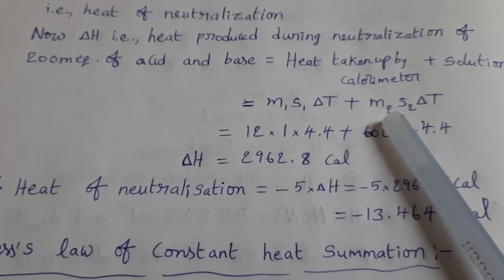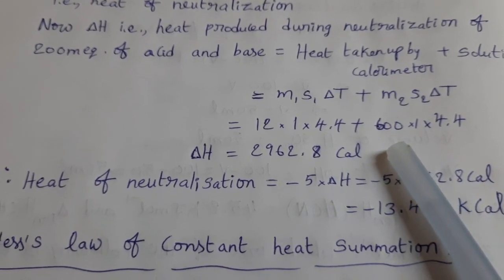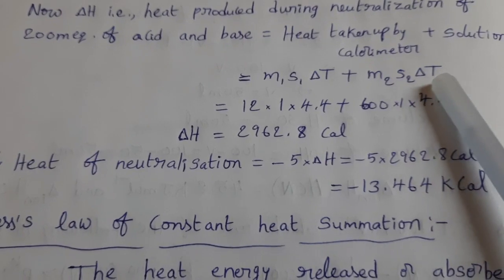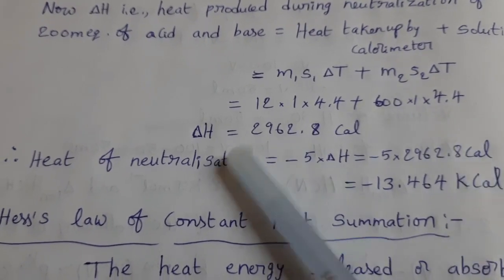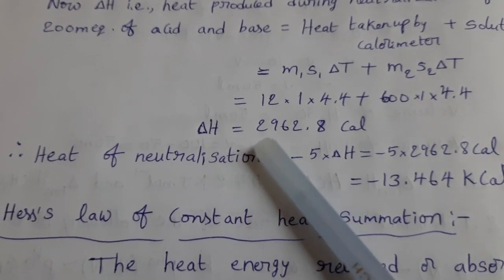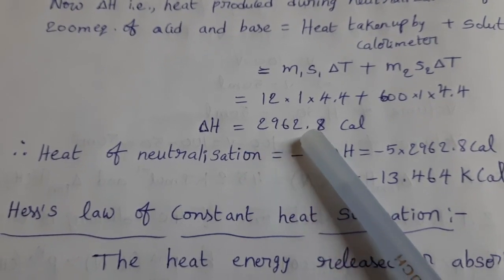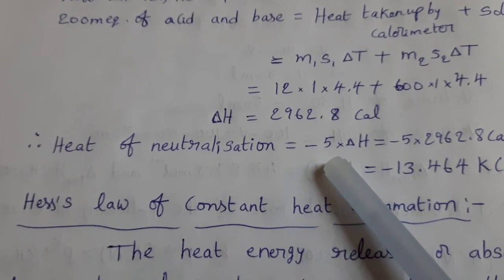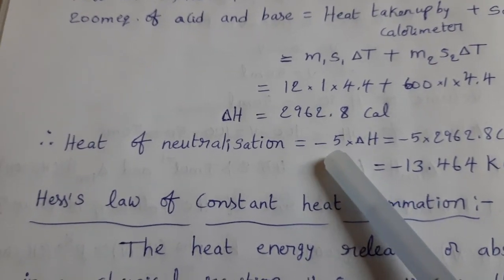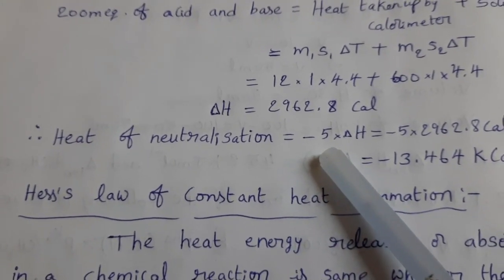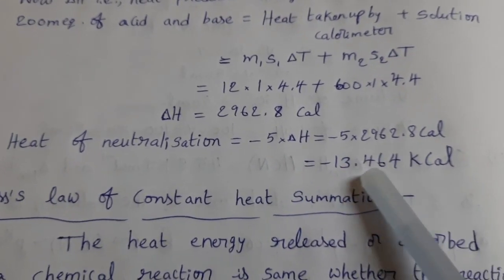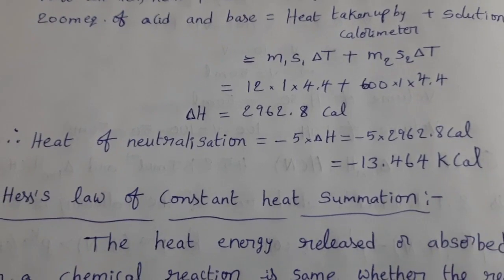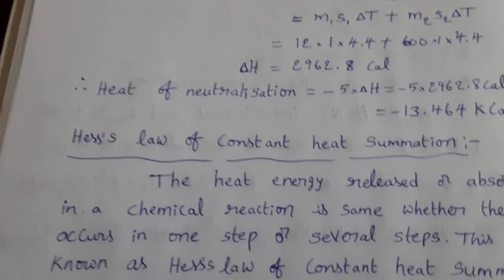Here M2, total volume of the mixture, how much? 600 ml. Specific heat 1 into temperature rise 4.4. From this we can get delta H, 2962.8 calorie. So heat of neutralization equal to, here heat is released, so we use the sign minus. Minus 5 into delta H equal to this one. Finally we can get minus 13.464 kilocalorie. Okay. See the next one.